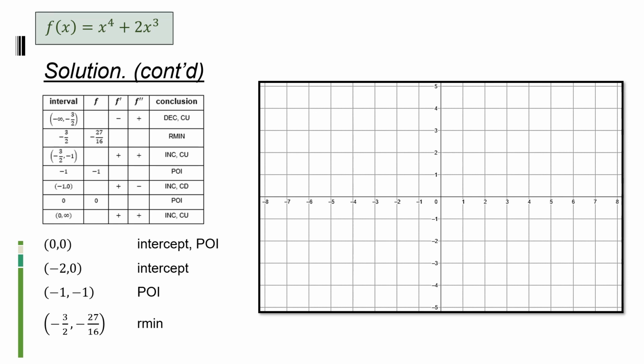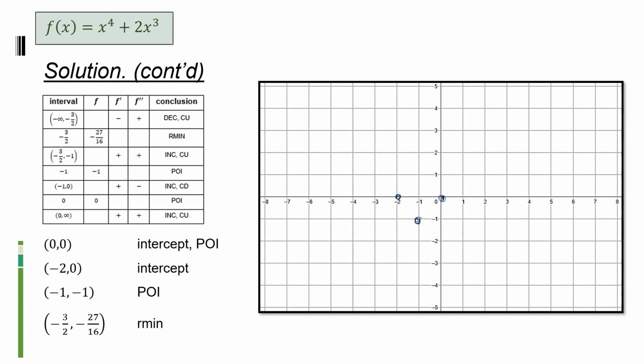So, let's plot the points first: 0, 0, negative 2, 0, okay? We have negative 1, 1. We have negative 1, negative 1. Then we have negative 3 halves, okay, somewhere here. Then negative 27 over 16. That is equal to negative 1.6875. Somewhere here.